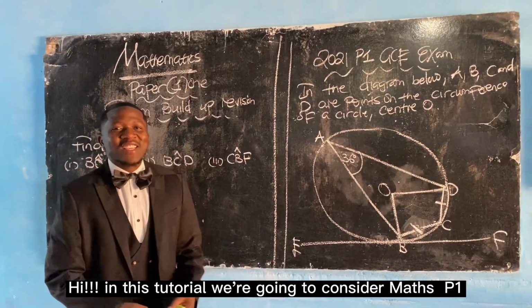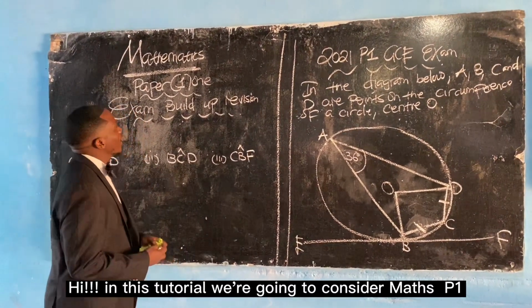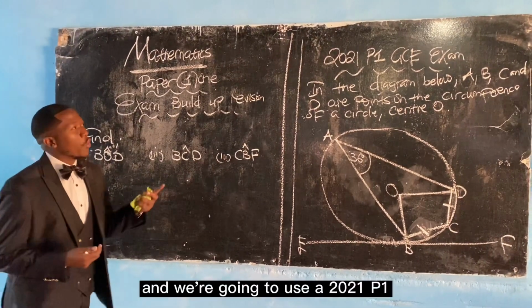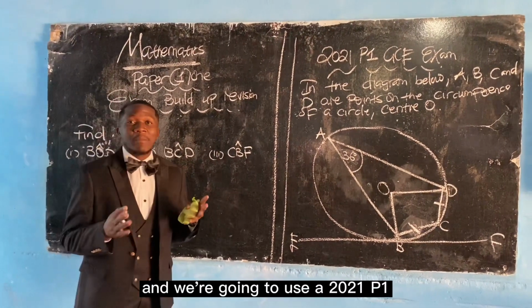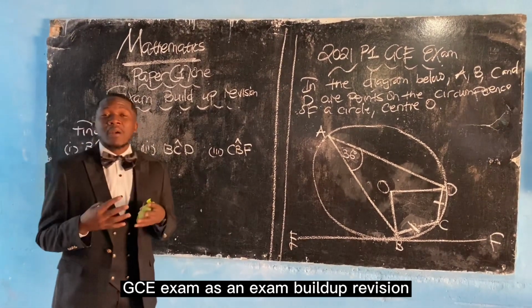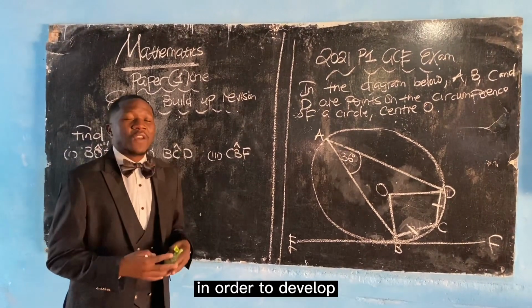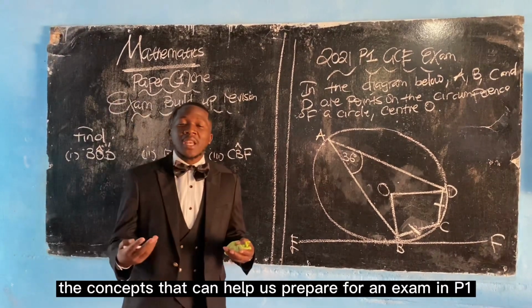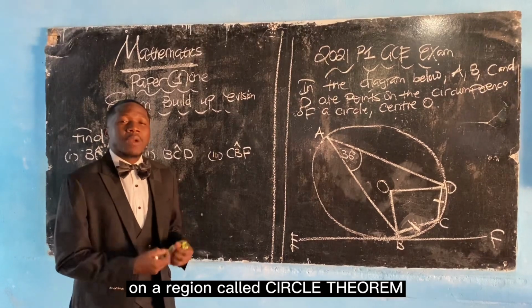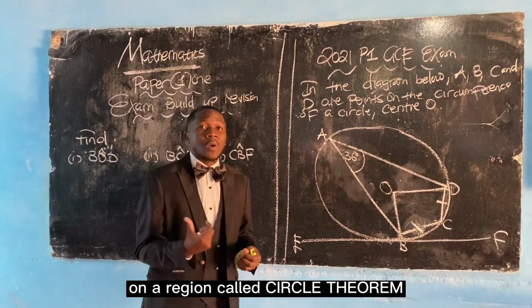Hi, in this tutorial we are going to consider mathematics paper 1, and we are going to use a 2021 paper 1 GCE exam as an exam build-up revision in order to develop the concepts that can help us prepare for an exam in paper 1 on a region called circle theorem.